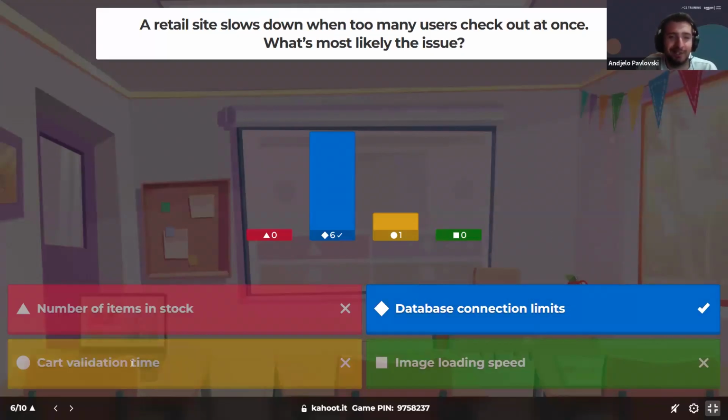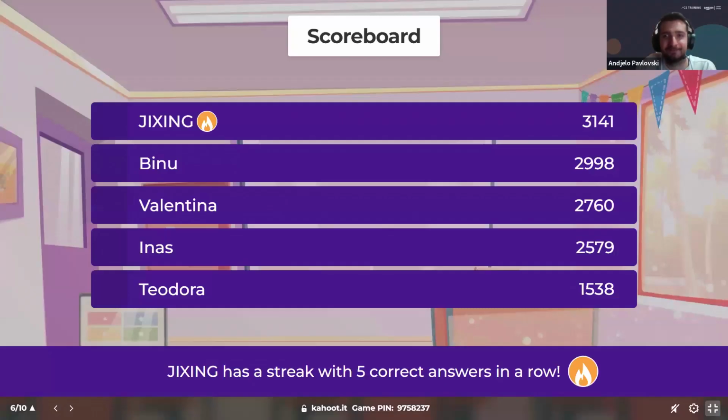And then card validation time. Again, the card could have an issue with the validation time, but we're talking more about a vast amount of users, and the cart itself is not something that should be too much related to all that amount of users using it. It's like a separate component. So it's again not really the main focus of what we're looking for. But again, it's a trick question. So again, well done to everyone. We have 4 more questions to go.